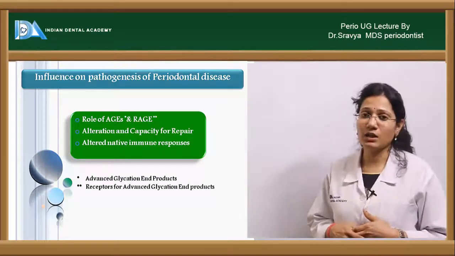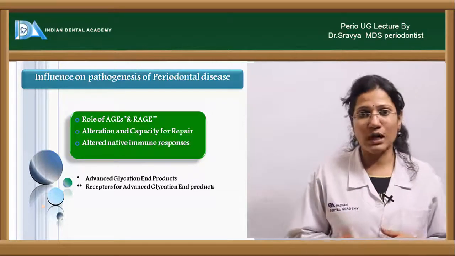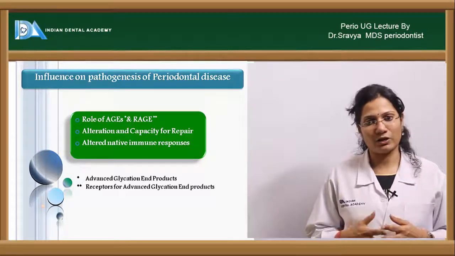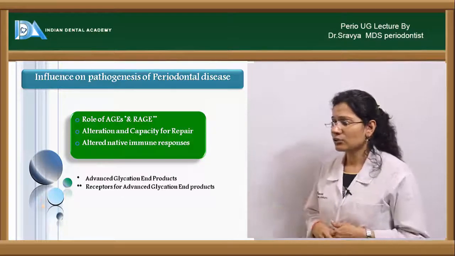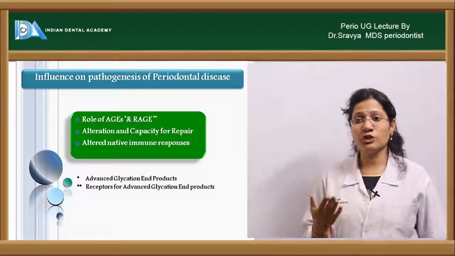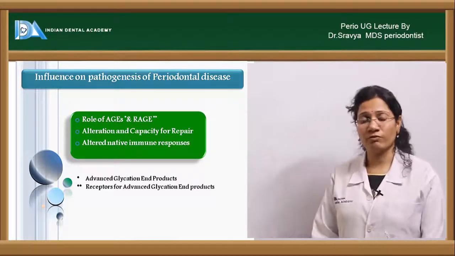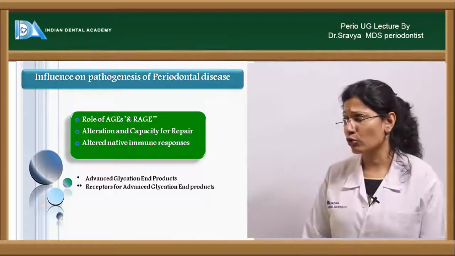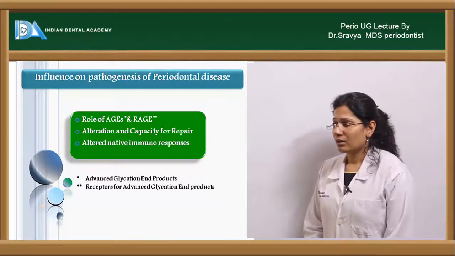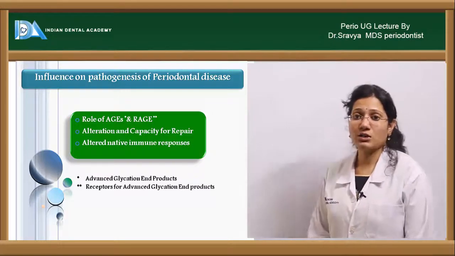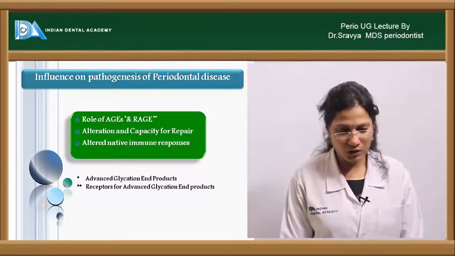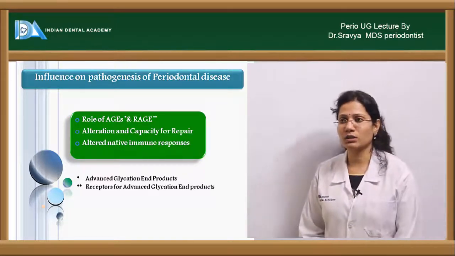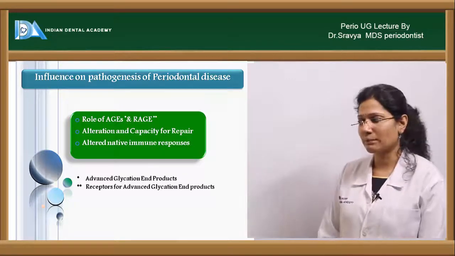Now diabetic individuals have a problem called altered immune response. If they have uncontrolled diabetes, they're very much prone to infections. Because they are more prone to infections, there is also an issue with the capacity for repair. The tissues are always undergoing repair; though there is destruction, there is a kind of repair that is always happening.